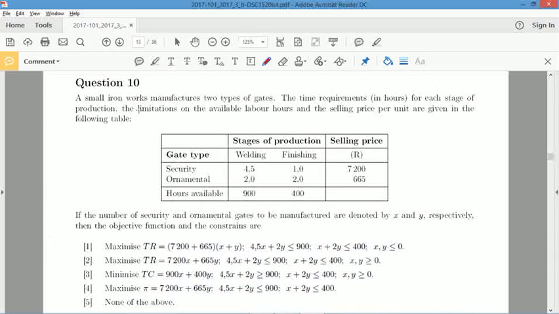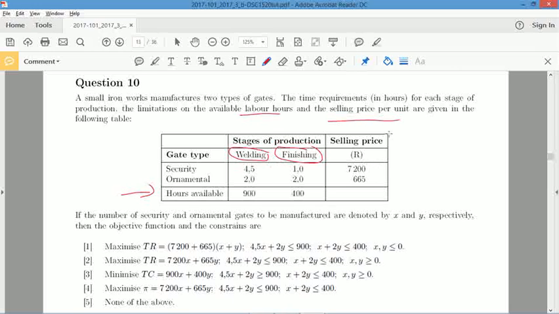Question 10, guys. We're looking at a small ironworks that manufactures 2 types of gates. The time requirements in hours for each stage of production, the limitations on the available labor hours, and the selling price per unit are given in the following tables. So we've got the selling price, the stages of production, and the gate type. We've got welding or finishing, and security or ornamental, that's the type of gate. Obviously, we look at the stage of production, how much it requires, and how many hours are available.